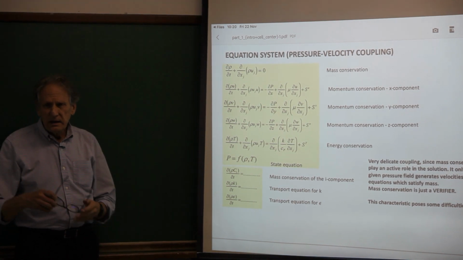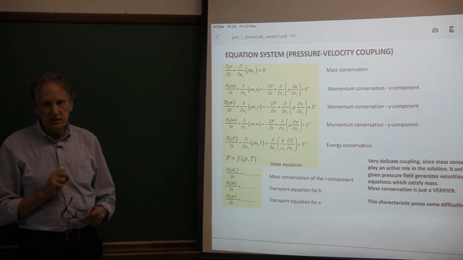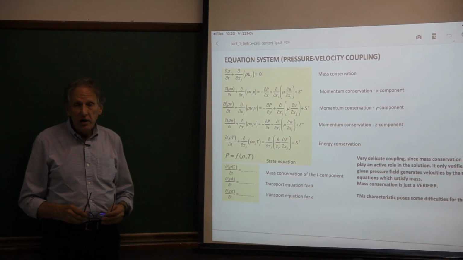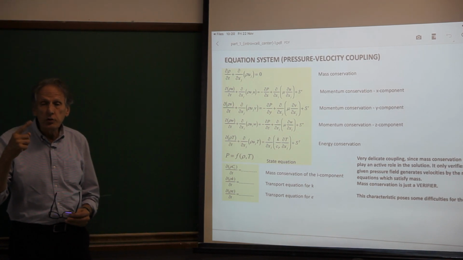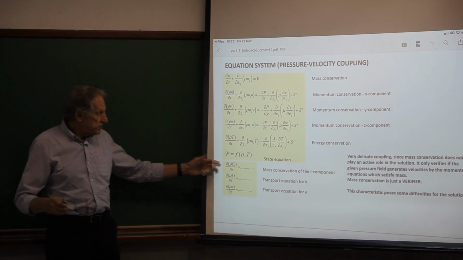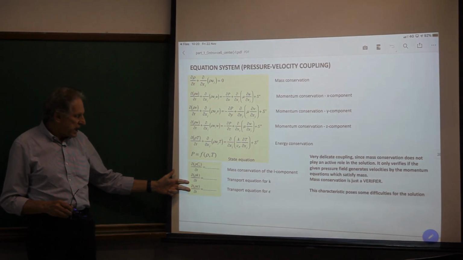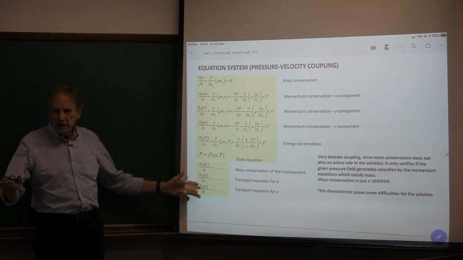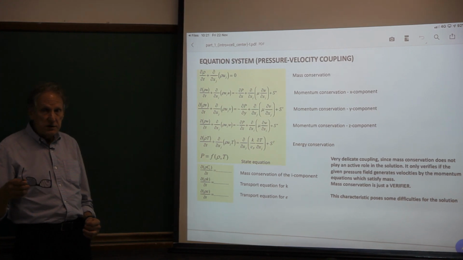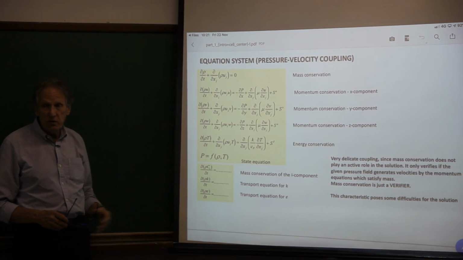And if you have a single phase flow but with many components, you will have the concentration of the components. So it will be mass conservation of the component. This is the transport equation for k, turbulent kinetic energy. Transport equation for epsilon, which is the dissipation of kinetic energy. So this is the system you have to solve.